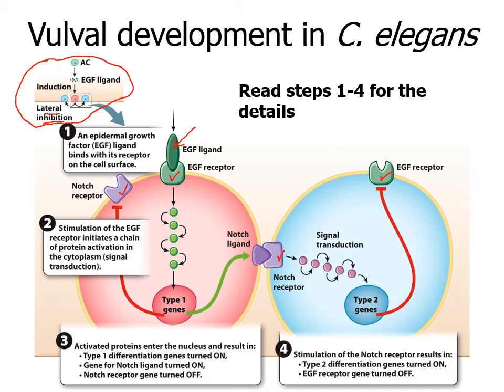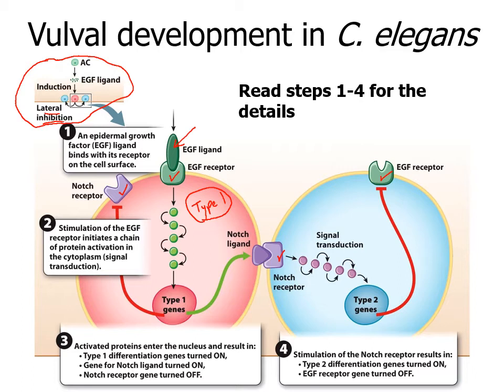a type 1 cell, that's the red cell, because there's more EGF receptor activation in the type 1 cell, it's the one that converts into type 1. It was a normal progenitor cell and converts into type 1. All right, so then what happens?